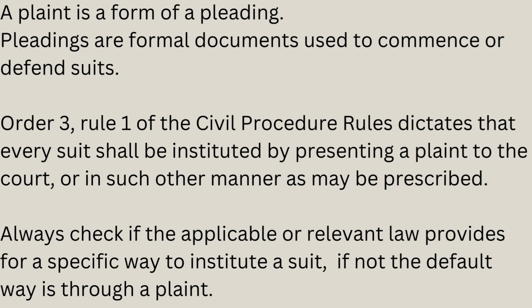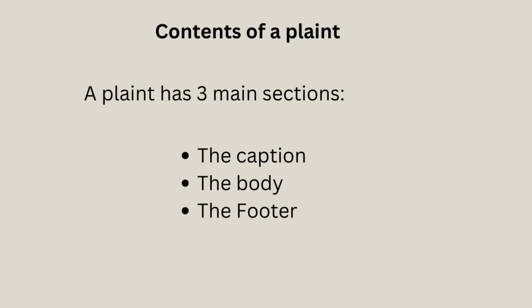So there are other ways you can institute a suit, maybe you want to make an application, so you use a notice of motion, or maybe the applicable law is asking you to use an originating summons. So always look at the applicable law and see if it provides for a specific way or a document that you should use. For example, if it's a petition, things like those. And if not, then the default way is through a plaint. So that's why it's the most commonly used pleading, and it's important to be able to know how to draft one. So, what are its contents?